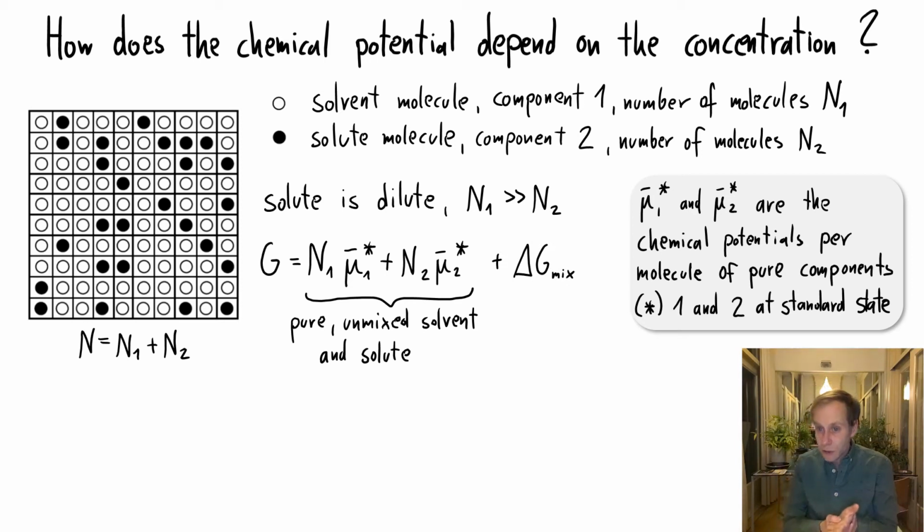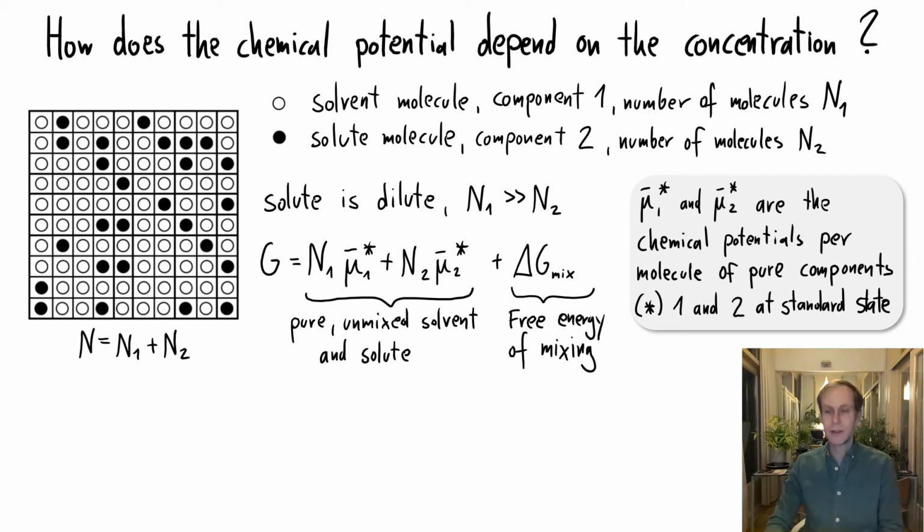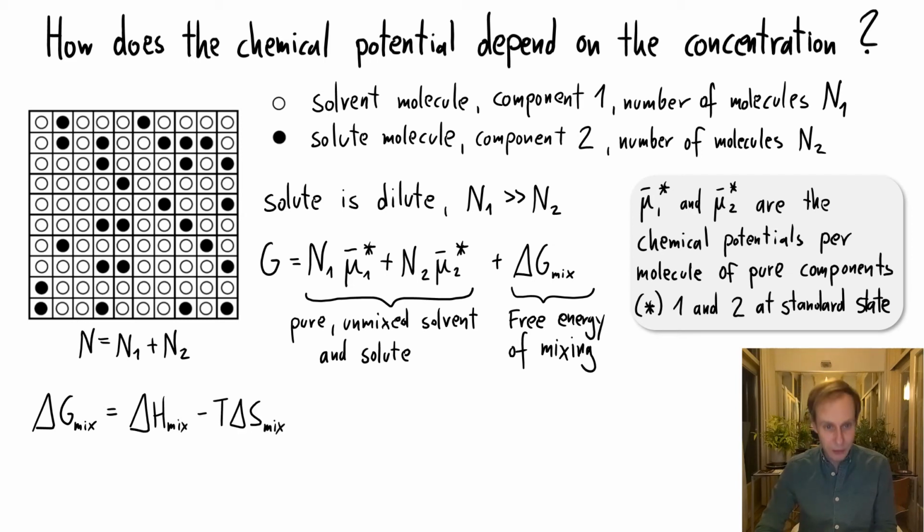And to account for the effect of the mixing on the Gibbs free energy, we introduce that term, the Gibbs free energy of mixing. So the Gibbs free energy of mixing can be calculated as follows, with the formula that we always use for the Gibbs free energy: the enthalpy change of mixing minus the temperature times the entropy change of mixing.